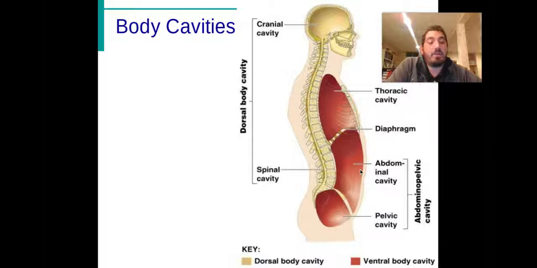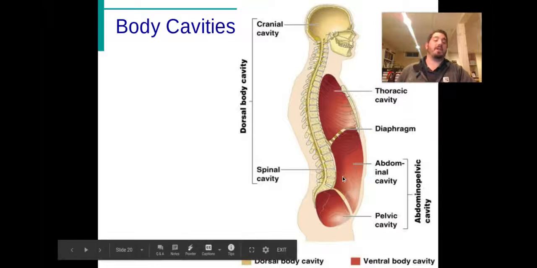The next one down would be your abdominal cavity, right? A lot of digestive and excretory organs here. Your small intestine, your stomach, your large intestine, your anus, your rectum, your kidneys, right? Lots of stuff down here in the abdominal cavity.